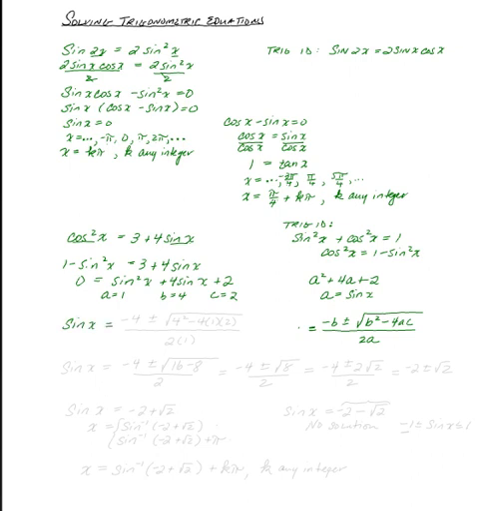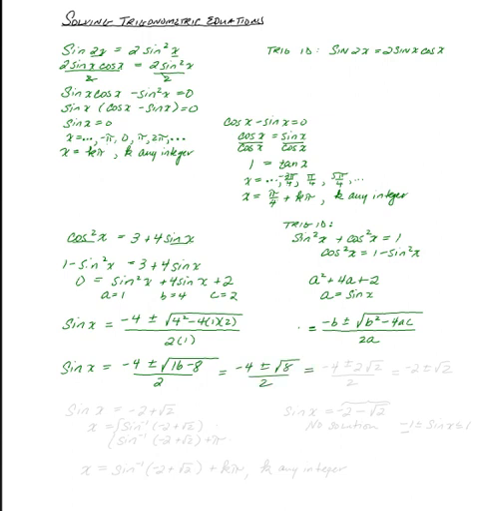So we're going to go sine of x is equal to negative b, which is 4, plus or minus the square root of b squared minus 4 times a times c, all divided by twice a. So simplifying that, we get sine of x is equal to negative 4 plus or minus the square root of 16 minus 8 over 2. That would be negative 4 plus or minus the square root of 8 over 2.